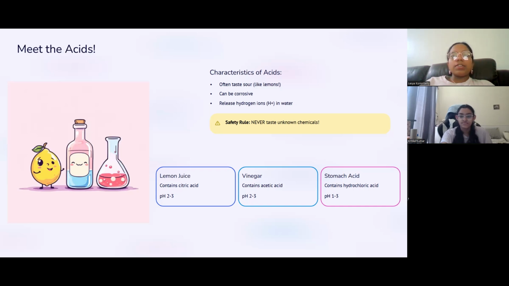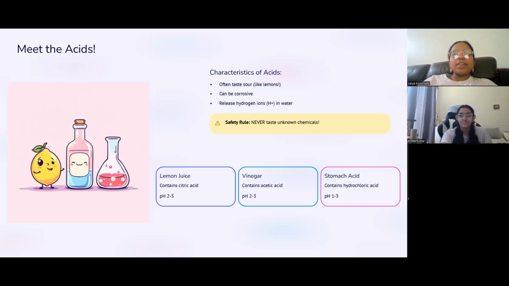Vinegar is also another acid. It contains acetic acid and it also has a pH of 2 to 3. Finally, we have the stomach acid. Yes, the acid in your stomach, which contains hydrochloric acid and it has a pH of 1 to 3.